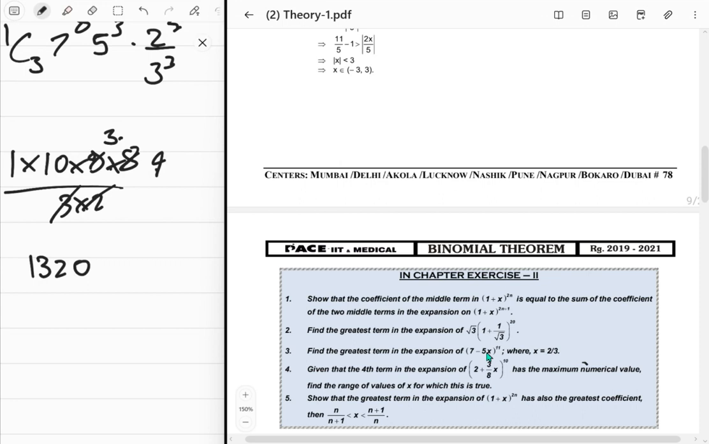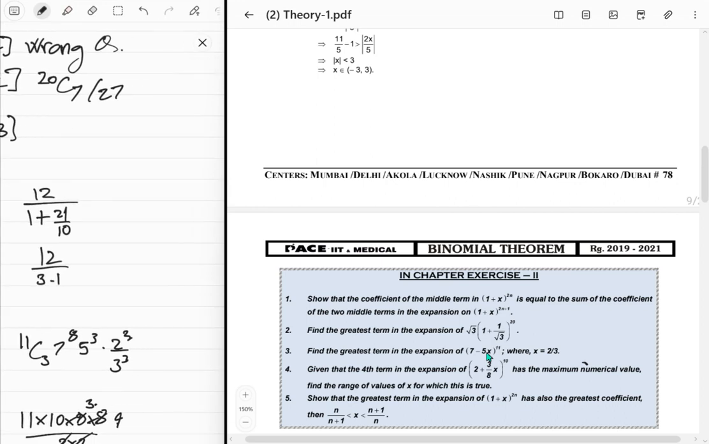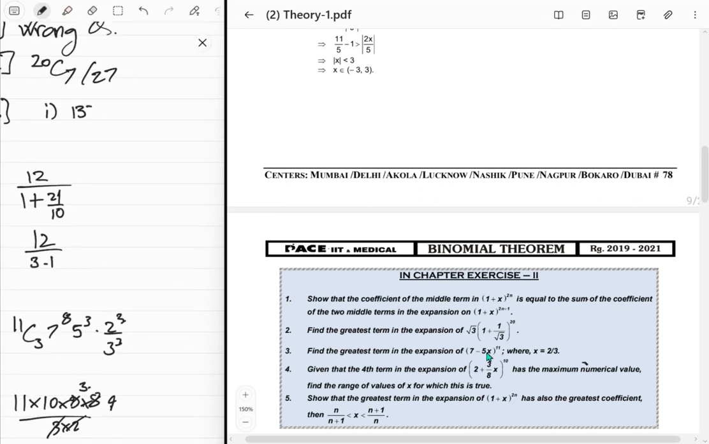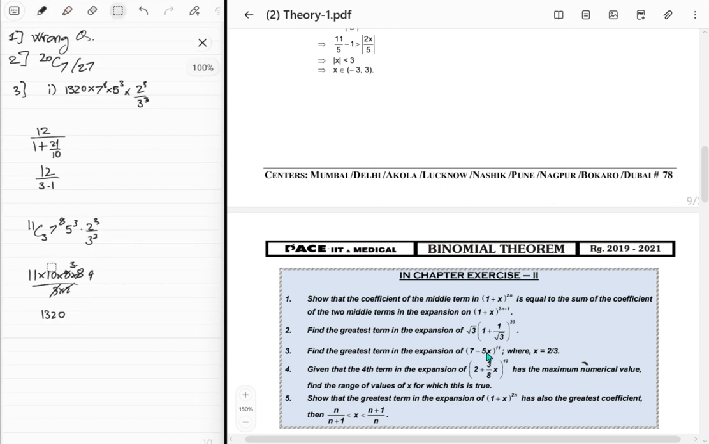I'm just going to leave it like that. So it could either be this thing, 1320 times 7 power 8 times 5 power 3, and that times 2 power 3 upon 3 power 3, or it could be either the fourth or fifth term. Sorry, the r equal to 4, or what am I saying? r equal to 2 and r equal to 4, right? Those terms.